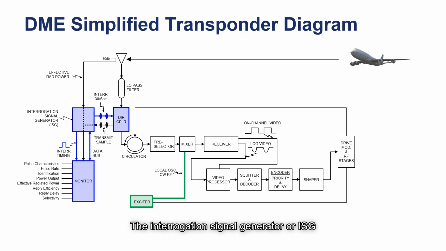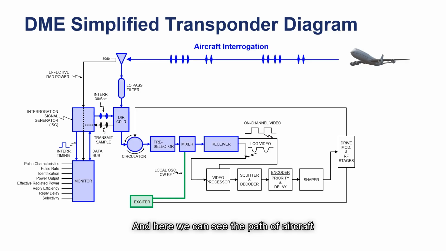The interrogation signal generator, or ISG in this example, generates the interrogations at the proper pulse spacing and amplitude to be sent to the monitor to start a timing process. The interrogation is injected into the directional coupler to take the same path as the aircraft interrogations.